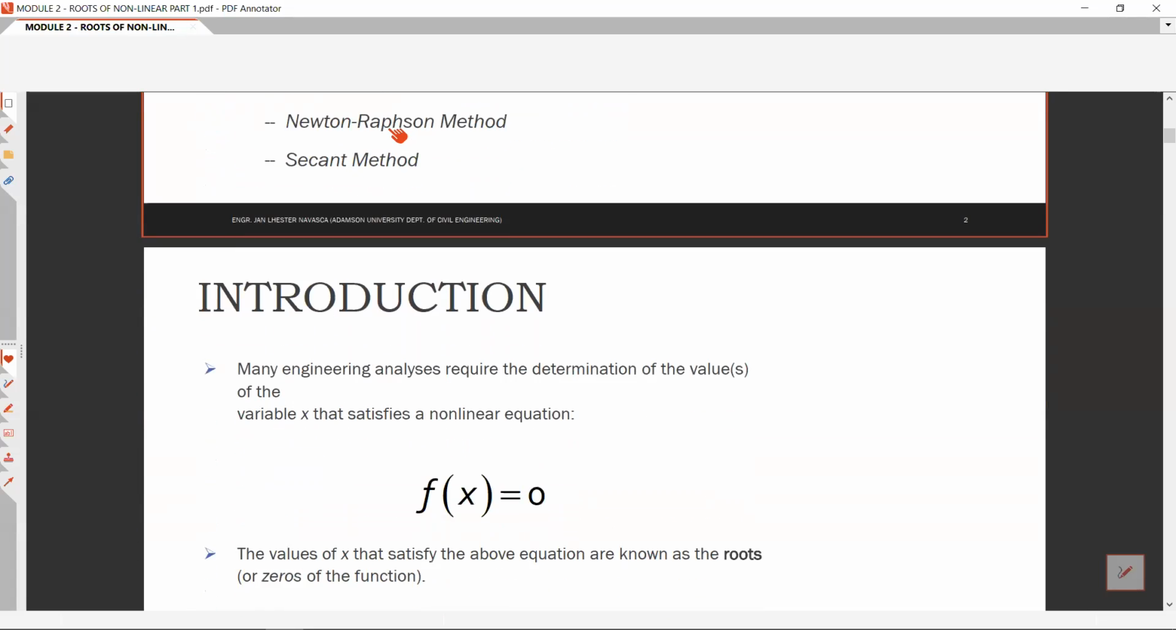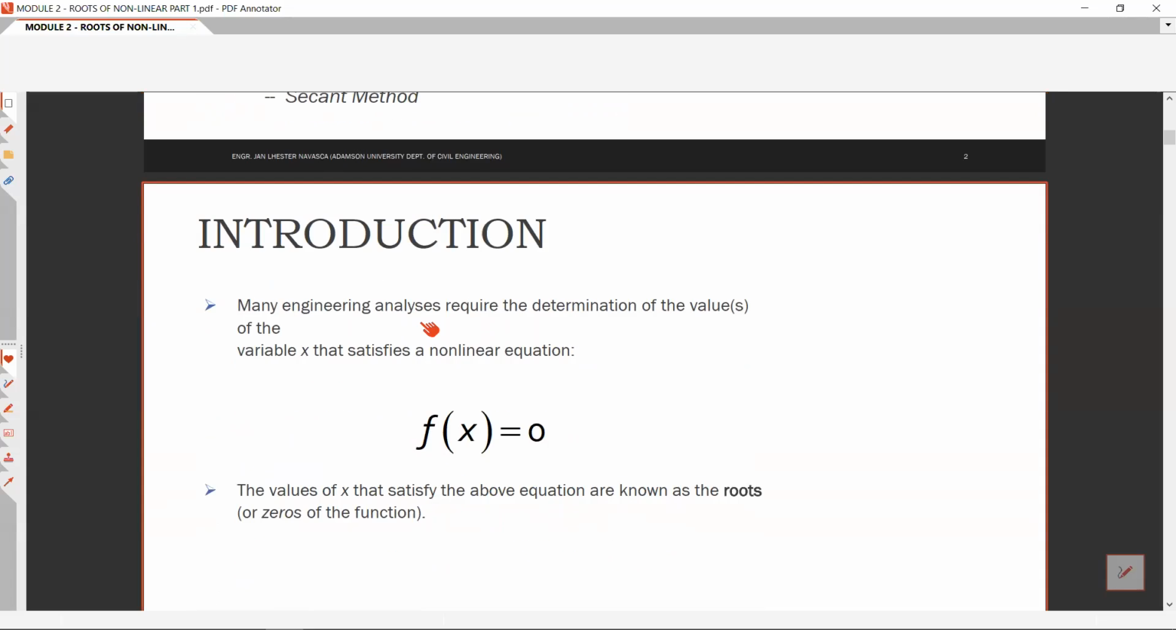For the introduction, many engineering analyses require determination of the values of the variable x that will satisfy a nonlinear equation. So many engineering problems, especially in our field, civil engineering, involve finding the roots of equations.